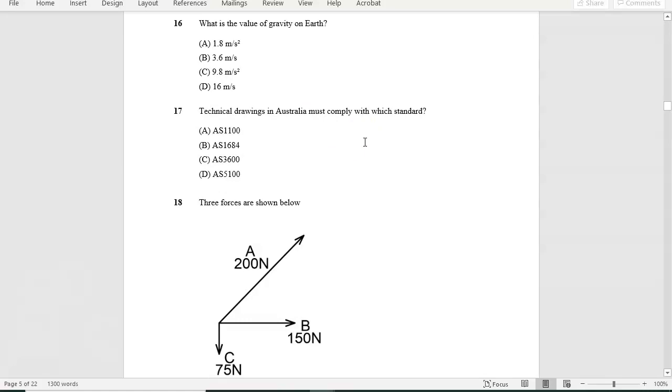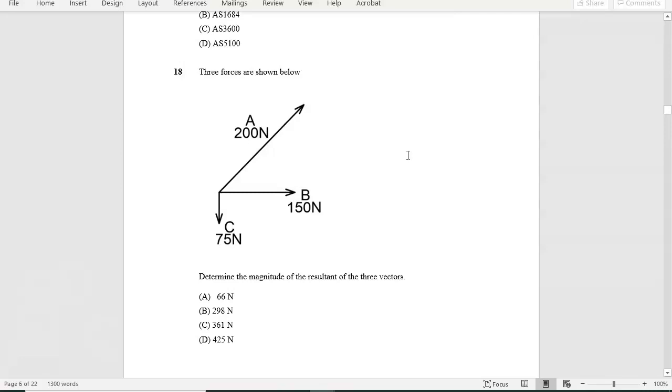Which is the standard for technical drawings in Australia? The AS 1100. It's the only standard that I really talk about very much. I've worked with the other 3 standards. That's why I picked them, because they're all engineering standards: the wind loading, concrete, and bridge design codes.